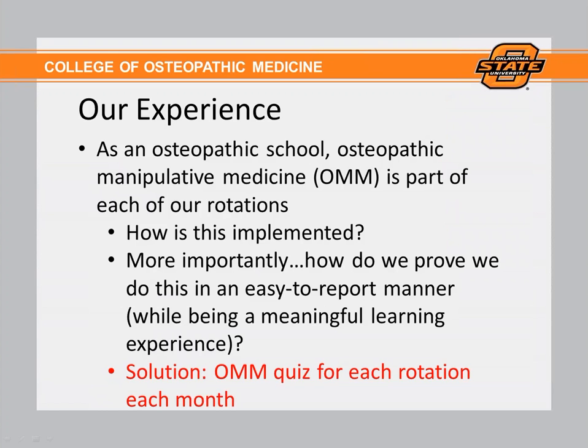As an osteopathic school, osteopathic manipulative medicine is a big part of each of our rotations. So we had to make sure that this was something that was addressed in each of our rotations. Some of the points that we had to hit on is, A, how are we implementing this? How are we making sure OMM is a part of each rotation? And also, more importantly, how do we prove that we're doing it?